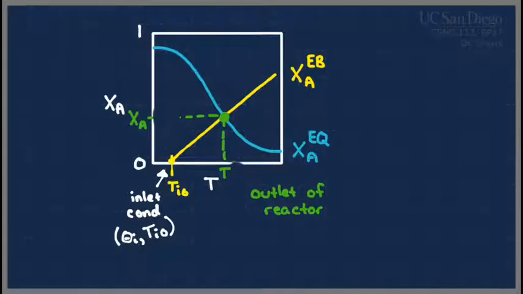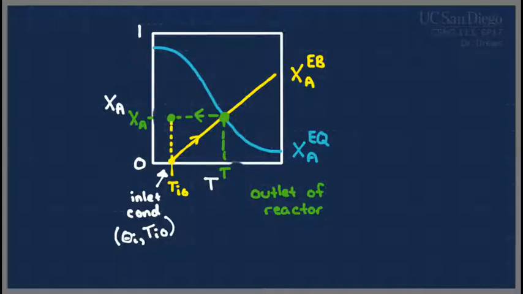We started off at TI0. We reacted until we got up to T, the first exit temperature, and then we cooled that temperature down. So we're going to start walking to the left until we get back to TI0. So I'm going to draw a dashed line.